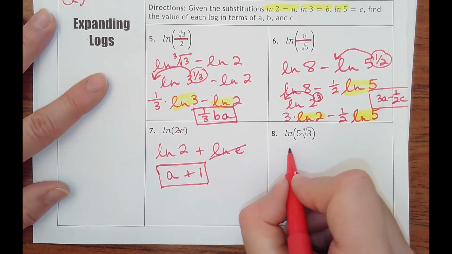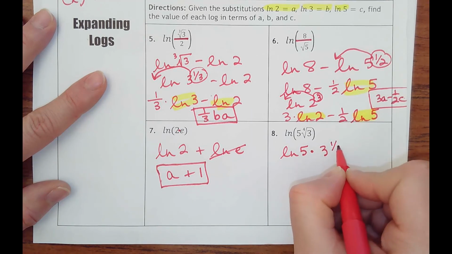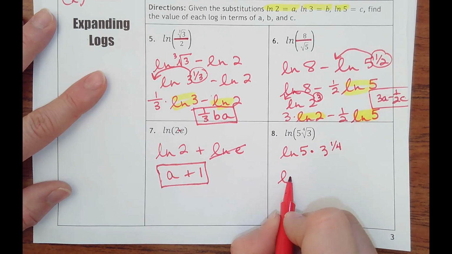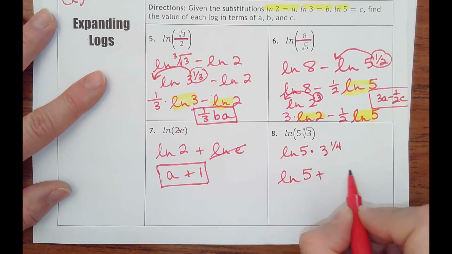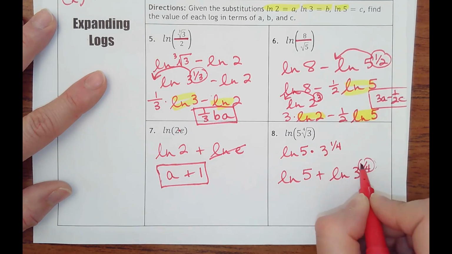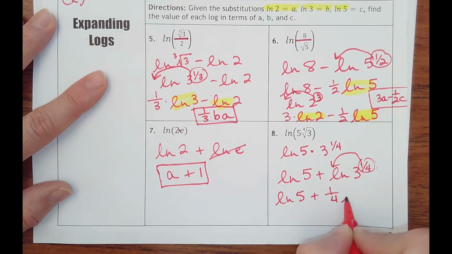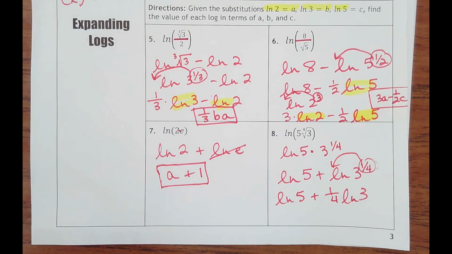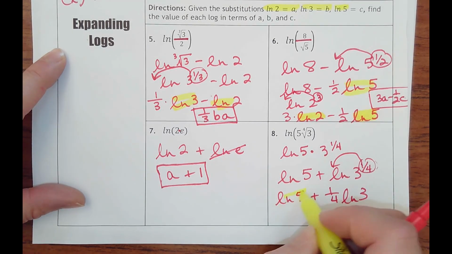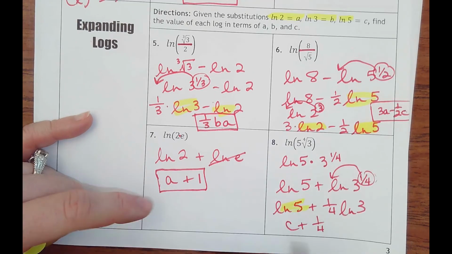And number 8, this is natural log of 5 times 3 to the 1/4 power. Split it and have natural log of 5 plus natural log of 3 to the 1/4 power. Take your power, move it in front. Replace your natural log of 5 with c, plus 1/4 b.